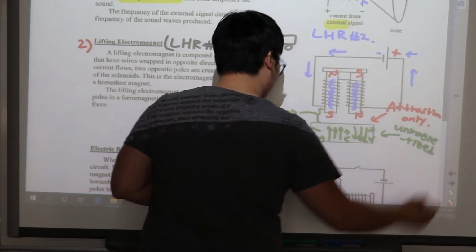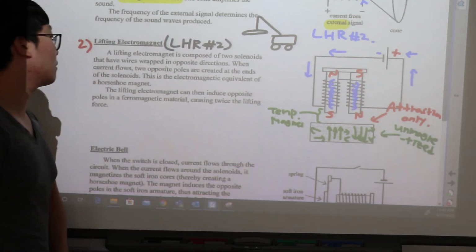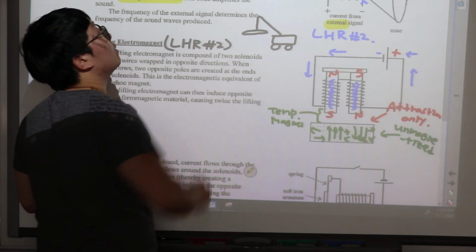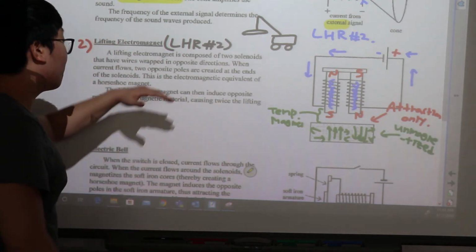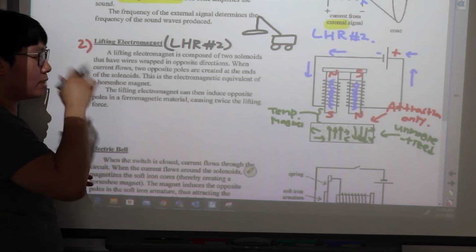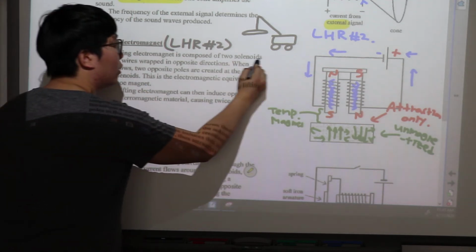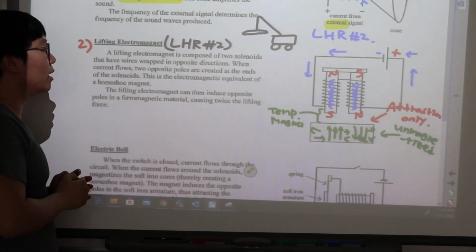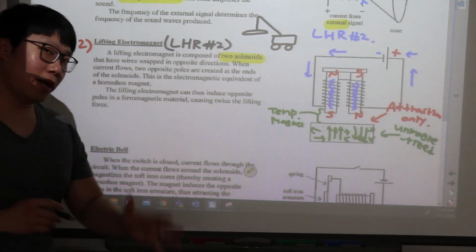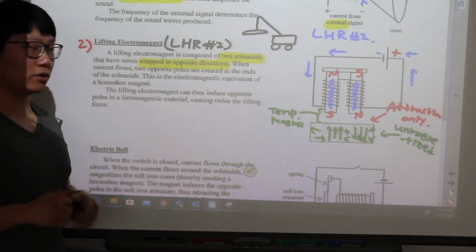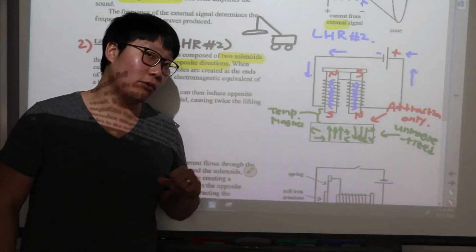So attraction only. If I highlight some of those sections, this is what I like to highlight. First thing first, a lifting electromagnet is basically composed of two solenoids. Please highlight that two solenoids have wires wrapped in opposite directions. So one side will be south, another side will be north.